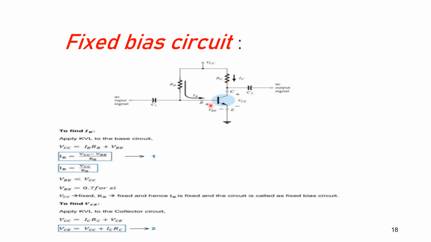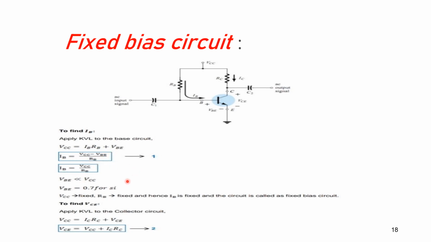S is (1 plus beta) by (1 minus beta into ∂IB/∂IC). By finding the IB value and differentiating it with respect to IC, we can substitute in the formula. So we need to find out IB. For that, do KVL at the emitter base circuit. VCC is equal to IB into RB plus VBE, the cut-in voltage. From this, IB is equal to (VCC minus VBE) by RB.